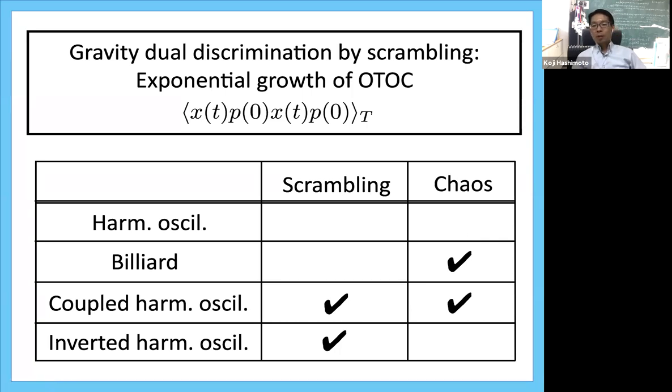So the question is as follows. Suppose you are given some quantum mechanical system. It could be just one particle quantum mechanics or many body quantum mechanics. And from that, the given quantum mechanics, can you tell whether it has a gravity dual or not? Okay. So normally this kind of question is not asked.